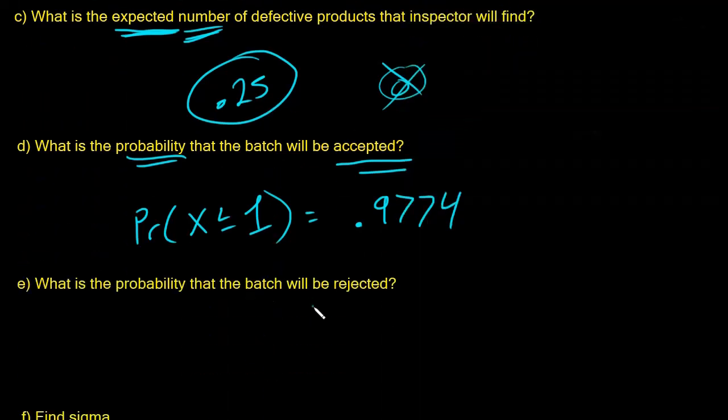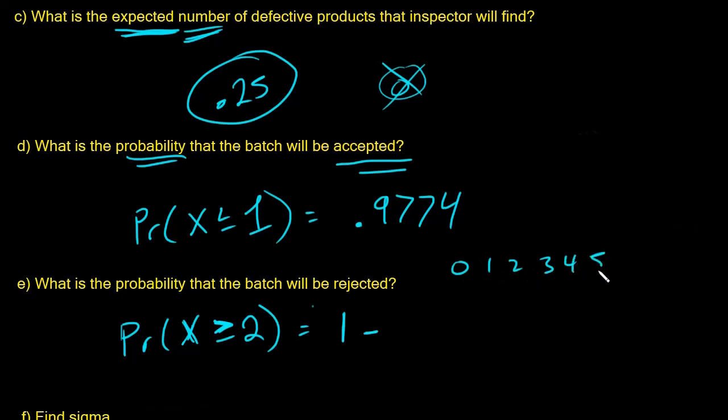What's the probability that the batch will be rejected? So rejected happens when there are 2 or more defects, right? Since we have this sign going in the more than direction, the cumulative probability distribution function only works for less than or equal to, right? So I'll need to use the complement. Well, what's the opposite of x being more than or equal to 2? So x, remember, can take 0, 1, 2, 3, 4, or 5. So I want 2 or more. The opposite of 2 or more is 1 or less, right?